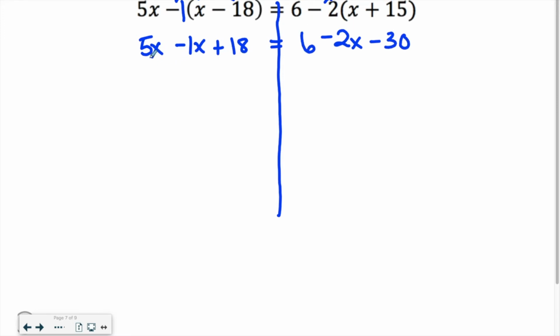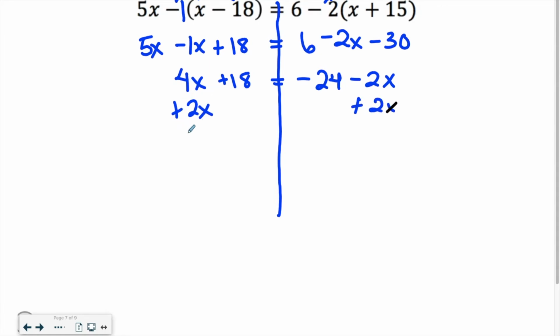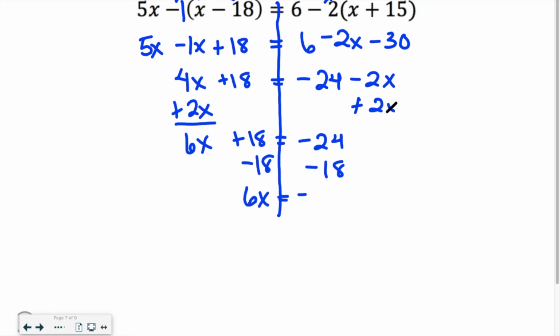And we can combine like terms on this side. 5x minus 1x gives us 4x. And 6 minus 30 gives us negative 24. And if I add 2x, that would get rid of the negative. So I'm going to add 2x to both sides to get the x over to the other side. This would give us 6x. Bring down 18. And bring down your 24. Then you can subtract 18 from both sides. And that would give you a negative 42. Divide by 6, and you would get negative 7.